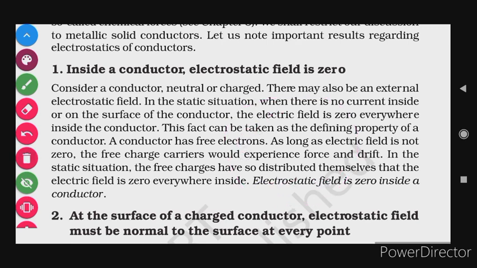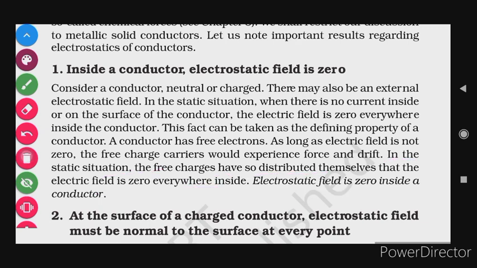Otherwise, if there is an electric field, what will happen? They will move and there will be electric current. But we are taking a case of electrostatics, where there is no electric current. In that case, when charges are at rest, they will distribute themselves on the metal surface such that there is no electric field. In the static situation, the free charges have so distributed themselves that the electric field is 0 everywhere inside. Electric field static inside a conductor is 0. So the electric field inside a conductor is always 0.